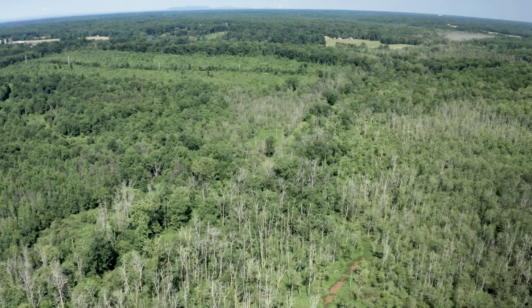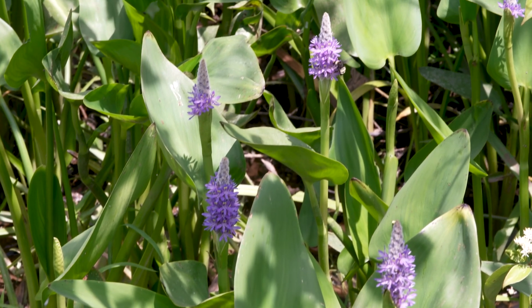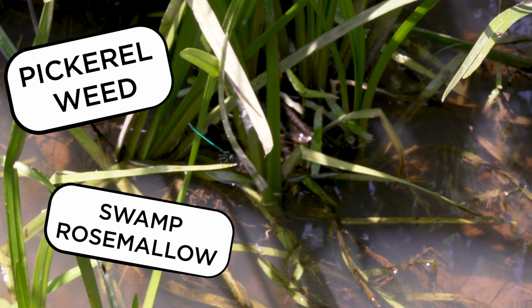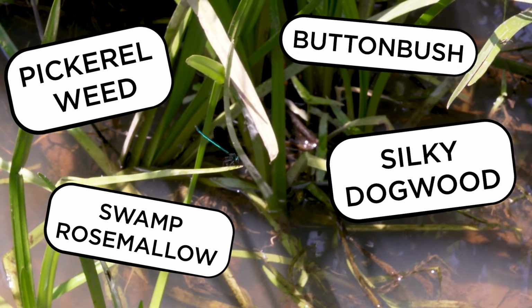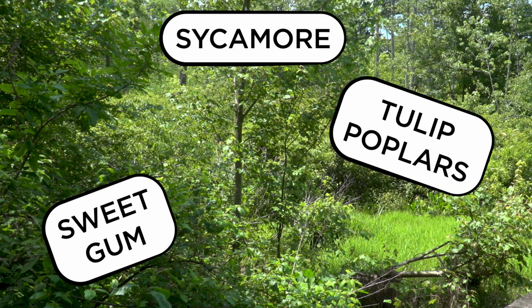It comes from precipitation or underground springs instead of salty or brackish water like you might have near the coastal marshes. We have a lot of flood-tolerating plants here like pickerel weed, swamp rosemallow, buttonbush, and silky dogwood, plus larger trees like sycamore, sweet gum, and tulip poplars, just to name a few.